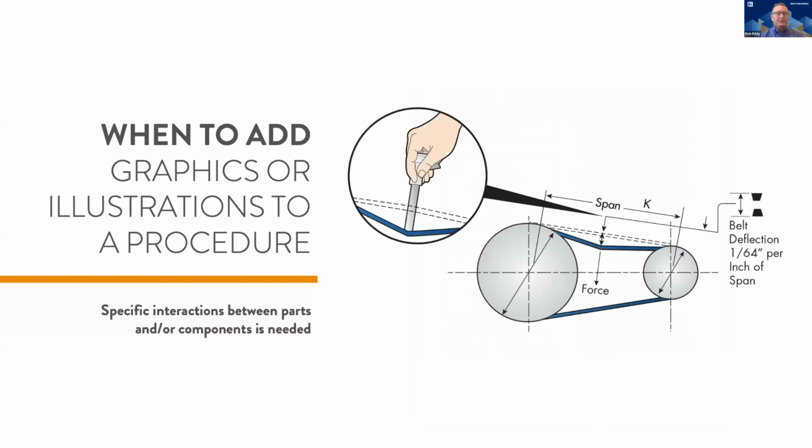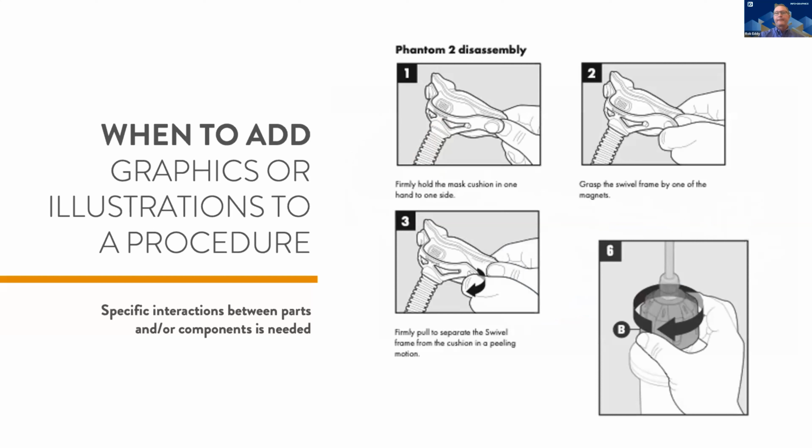Anything that requires specific interaction between the user and tools or parts can really benefit from good visuals. This is an example from the automotive world of how to test belt deflection on a car when you're installing belts on a vehicle. So having a good visual reference to show specifically how to use the tool and where to use the tool can really enhance understanding, comprehension, and reduce risk.